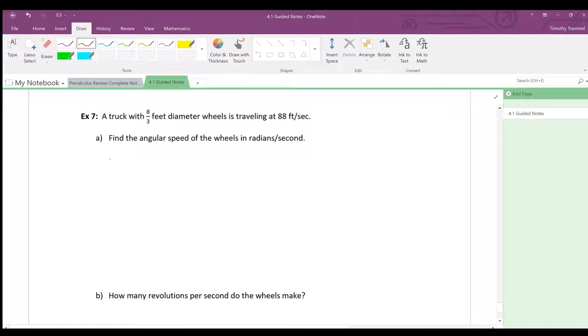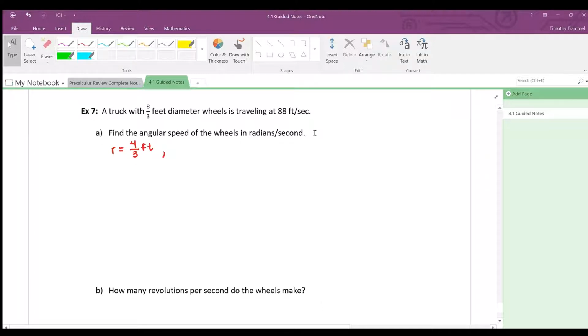Example 7. A truck with 8/3 feet diameter wheels is traveling at 88 feet per second. Let's write down these knowns here, figure out what letter they'd be associated with. Looks like we have the diameter here once again, so we just need to divide this by 2 to get our radius. So if you divide 8/3 by 2, you're going to get 4/3, right? We're just cutting it in half.